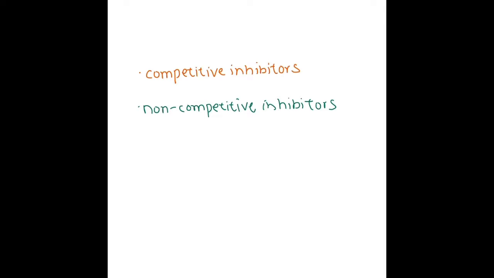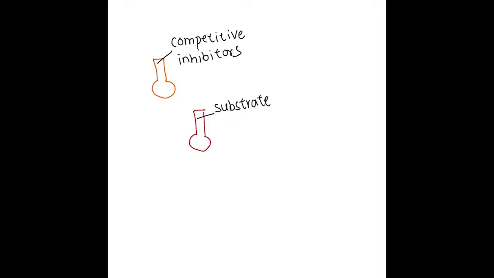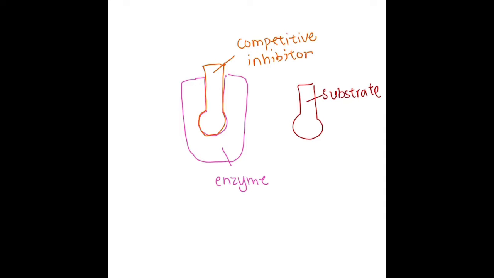There are different types of enzyme inhibitors, and in A-level we will be learning two of those, competitive and non-competitive inhibitors. A competitive inhibitor is a molecule that has a similar shape to the substrate. That means these competitive inhibitors compete with the substrate to bind to the active site of the enzyme.